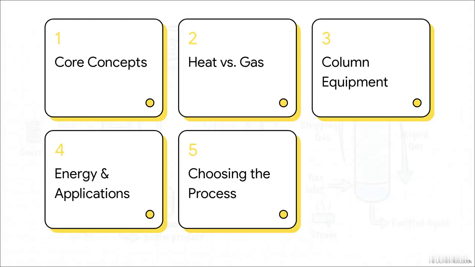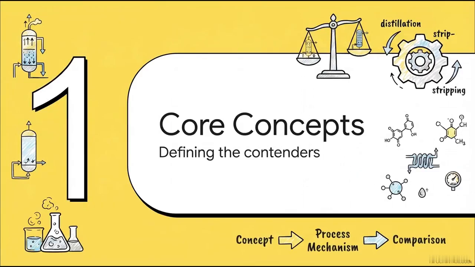To wrap our heads around this, we're going to frame this explainer as a head-to-head matchup between two engineering heavyweights, distillation and stripping. We'll quickly define the core concepts, look at the mechanics of heat versus gas, compare the actual column equipment, check out their energy use and applications, and finally, figure out how engineers choose the right process for the job. So, Part 1, defining the core concepts. Let's meet our contenders and break down their main mechanisms.